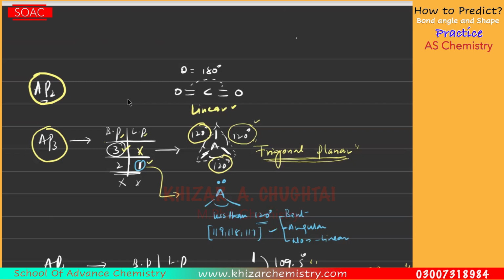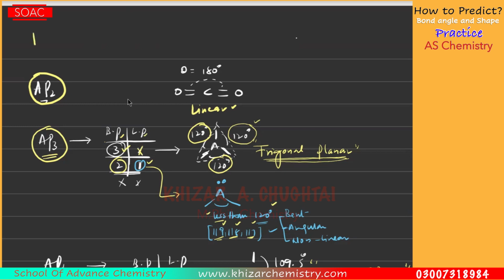When there is one lone pair and there are two bond pairs left behind, then the bond angle is not 120, it is 118, 119 or 117. But you are not allowed to write 116. I mean, the last limit boundary is 117. So less than 120, you can write the number 119, 118 and 117. So there are only two possibilities whenever you are going to check AP3 type molecules.